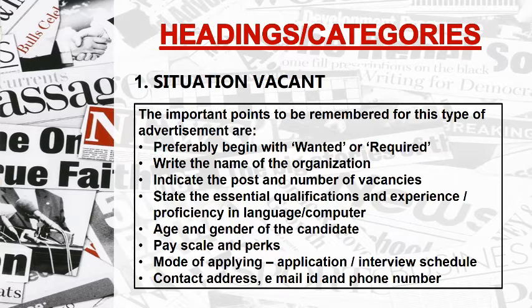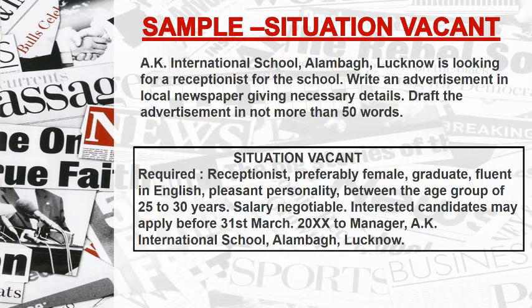So let us proceed. The first category is situation vacant. This advertisement is written by an employer who is looking for the services of a person in his organization. Things which should be kept in mind while writing this ad are, preferably begin with wanted or required. Write the name of organization. Indicate the post and number of vacancies. Also state the essential qualification, experience, proficiency in any language, age and gender, pay scale, perks, mode of applying, contact address at the end. Now let us see a sample.